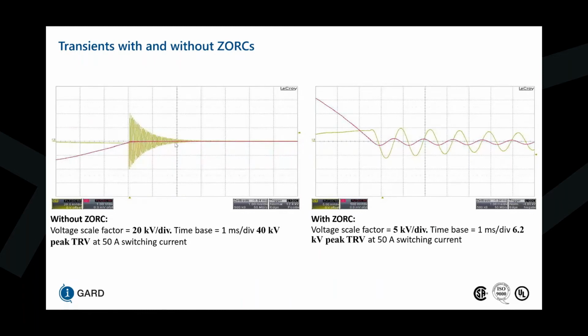So we want to mitigate this switching transient as the system is coming online. So this is happening during energization. Now, when you have a ZORC in your system, for that same 12.47 kV system, we're seeing that we have 6.2 kV peak TRV, and then we are mitigating this transient overvoltage that we would see on the left side at 40 kV.